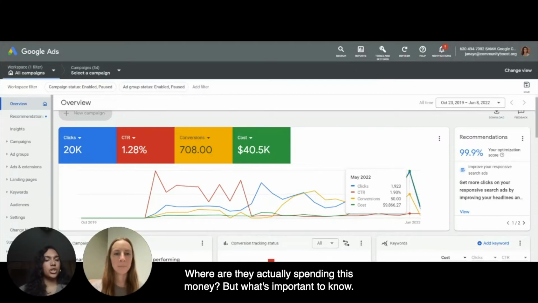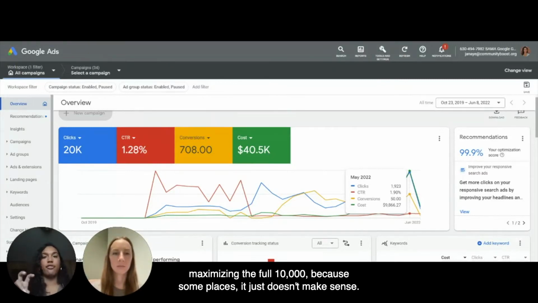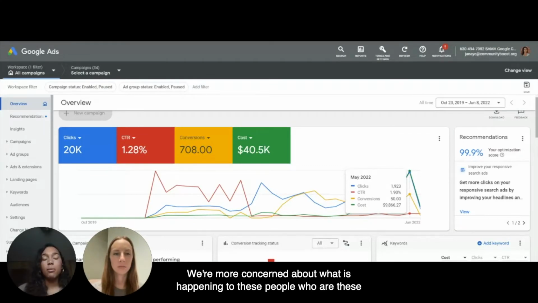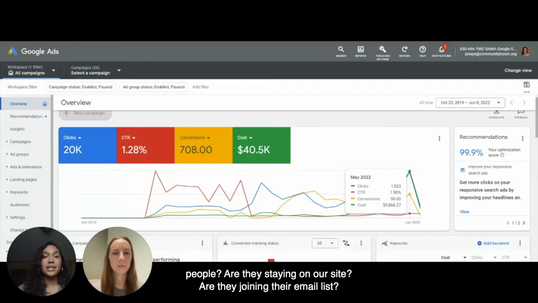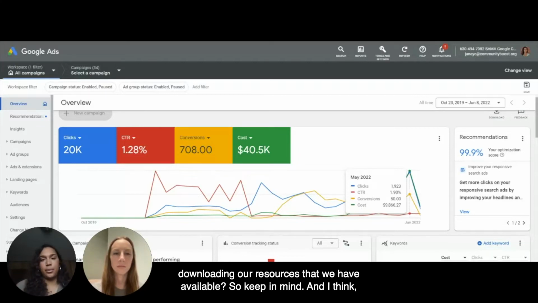But what's important to know, and what Emily talked about as well, is that our team isn't concerned about maximizing the full 10,000 because some places it just doesn't make sense. We're more concerned about what is happening to these people. Who are these people? Are they staying on our site? Are they joining our email list? Are they purchasing tickets? Are they downloading our resources that we have available?